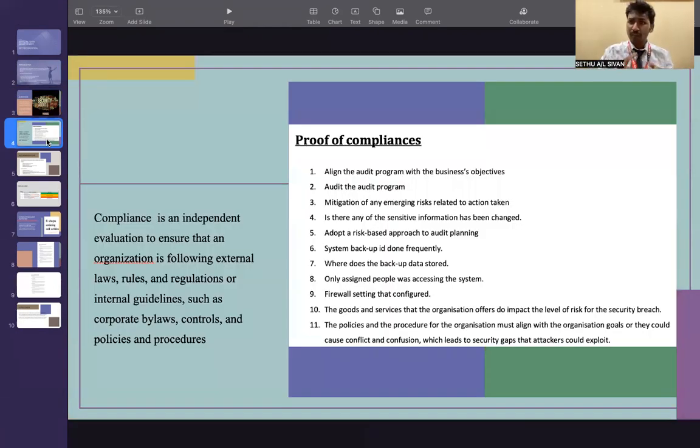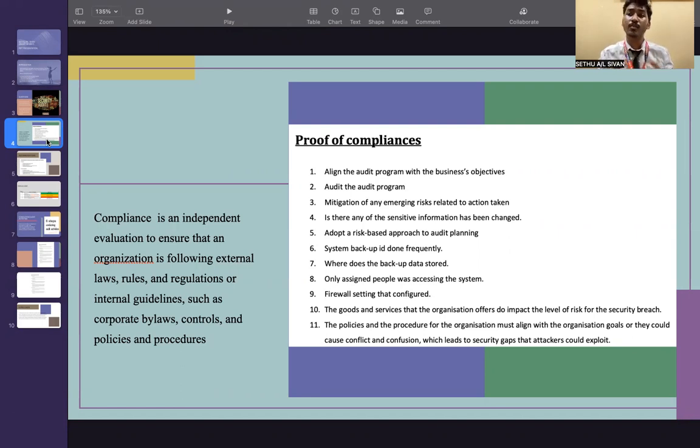Before everything, let's look at what compliance actually means. Compliance is an independent evaluation to ensure that an organization is following external laws, rules, and regulations, as well as internal guidance such as corporate bylaws, controls, and policies and procedures. Compliance is a set of rules that a person should follow to ensure the organization is going well.